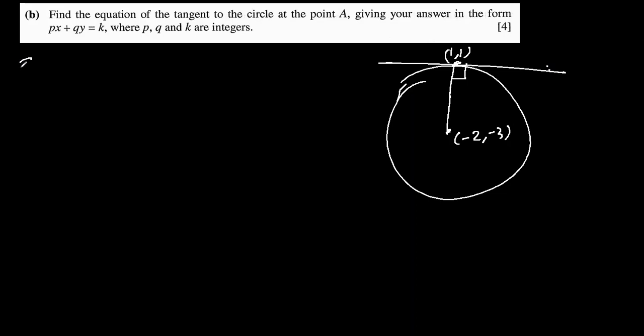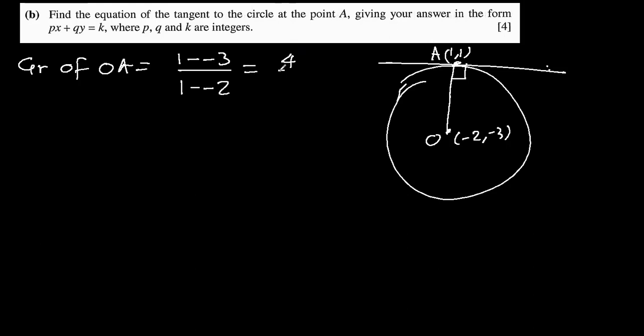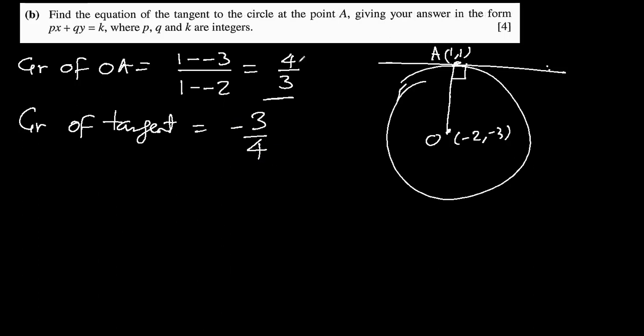Alright, so let's find the gradient of OA, where O is the center and this is point A. So OA will be y2 minus y1 over x2 minus x1, which is 4 over 3. That means the gradient of the tangent will be the negative reciprocal of this, which is negative 3 over 4. Why? Because it is at 90 degrees. The perpendicular gradients are like this, negative reciprocals of each other.